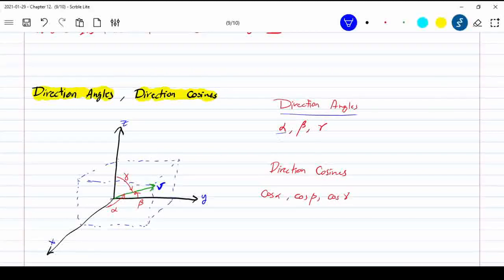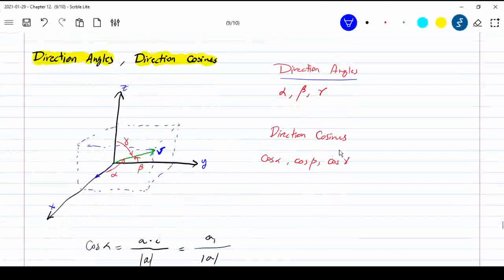For example, if the vector was picked to be on the x-axis, what we know is that alpha must be 0, because there is no angle between that vector and the x-axis, and the angle between that vector and the y-axis and z-axis should both be 90 degrees or pi half. This is the direction angle. It tells you the angles between each vector with the x, y, and z axis.